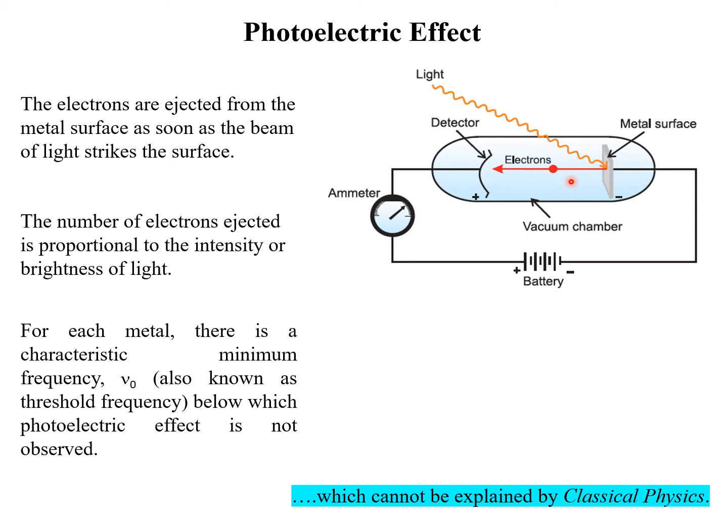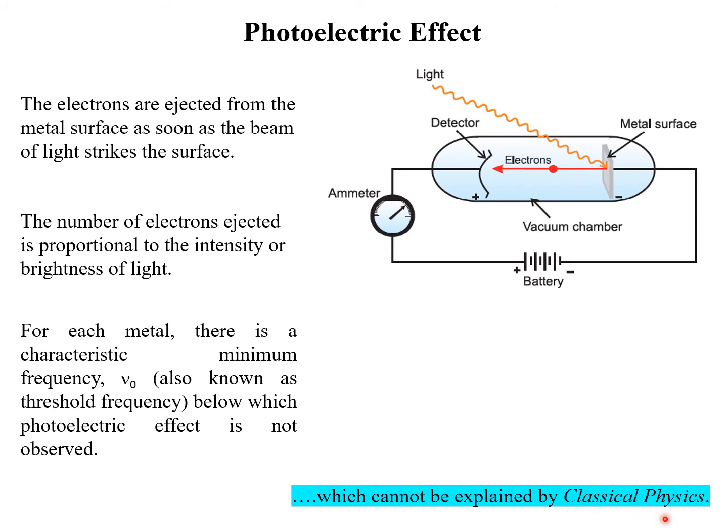So that is what is called the photoelectric effect. You need to provide an amount of energy equal to the threshold energy. The threshold energy is the minimum energy required to knock out the electron, or we can say ionization energy in layman's language also. Okay, so that is the photoelectric effect. For each metal, there is a characteristic minimum frequency, also known as the threshold frequency, below which the photoelectric effect is not observed.